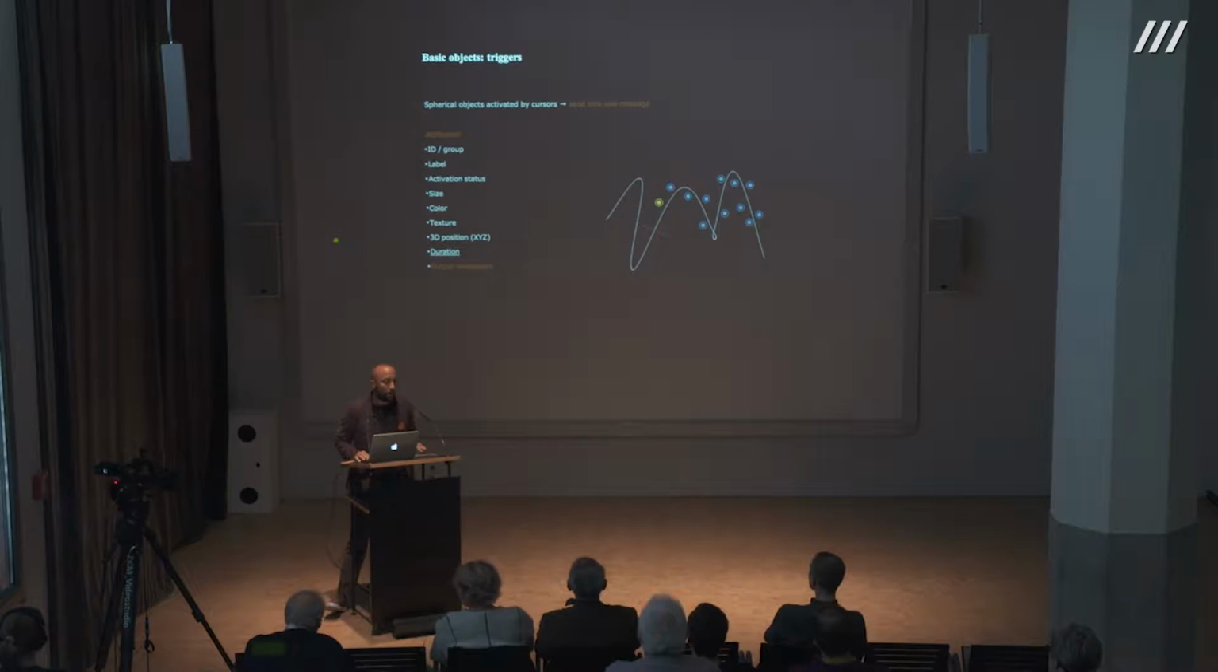Then we have triggers, which send normally just one message, so for single events. And we also have this specific duration attribute, which is useful for controlling, for example, MIDI notes. So we have actually 2 messages, one for note on, one for note off.